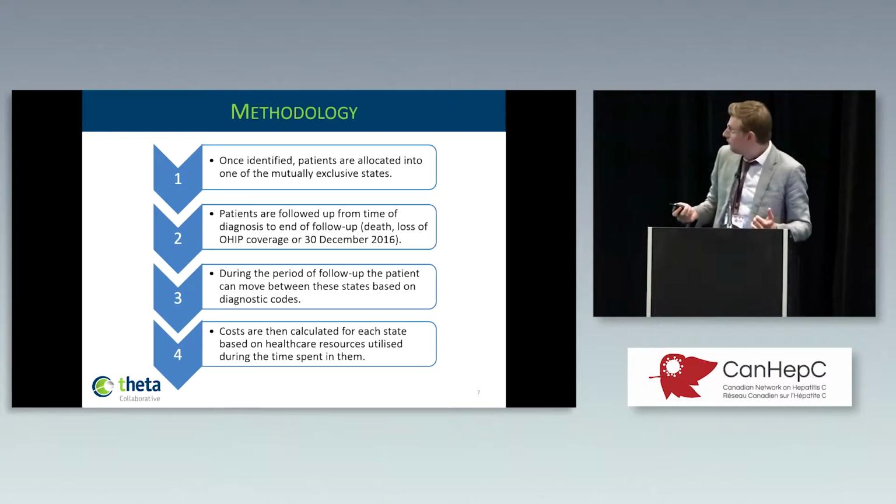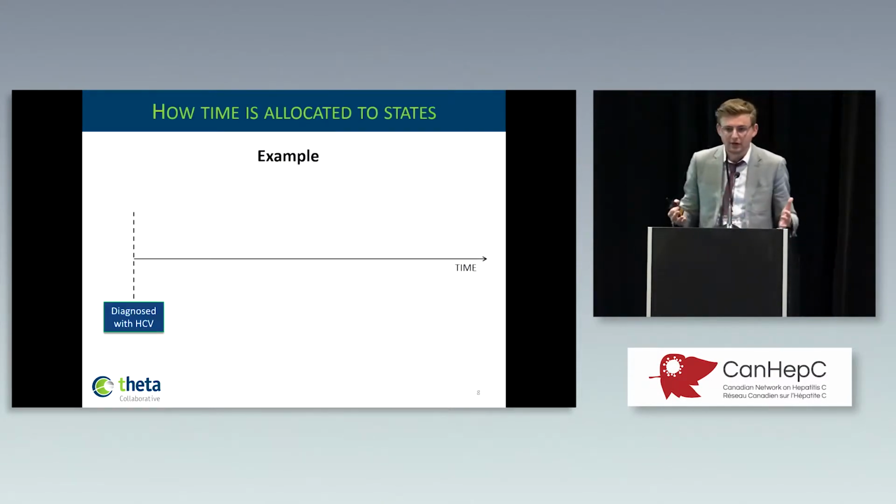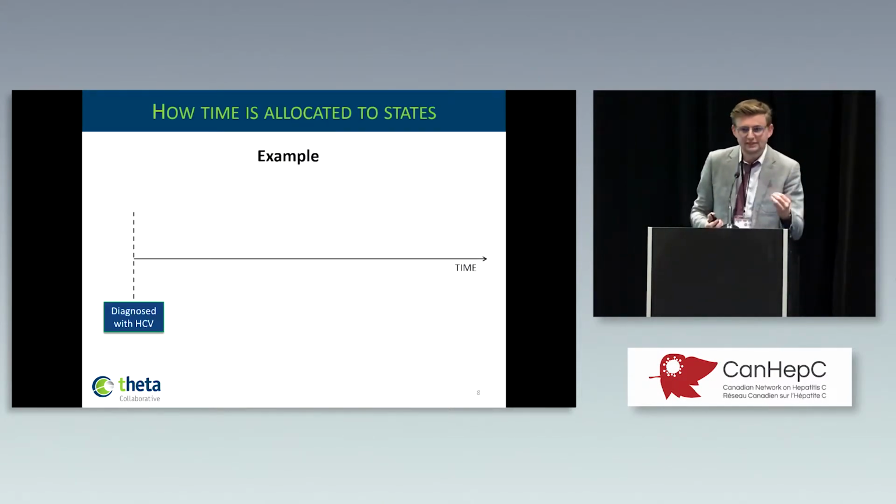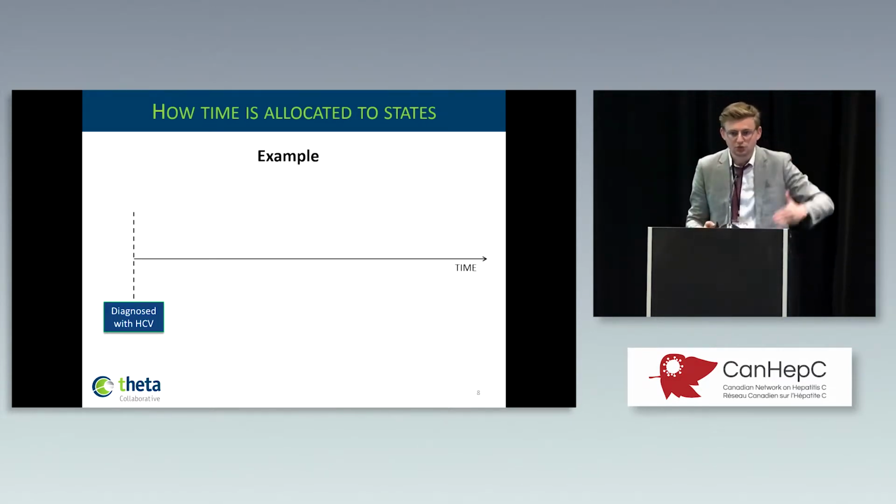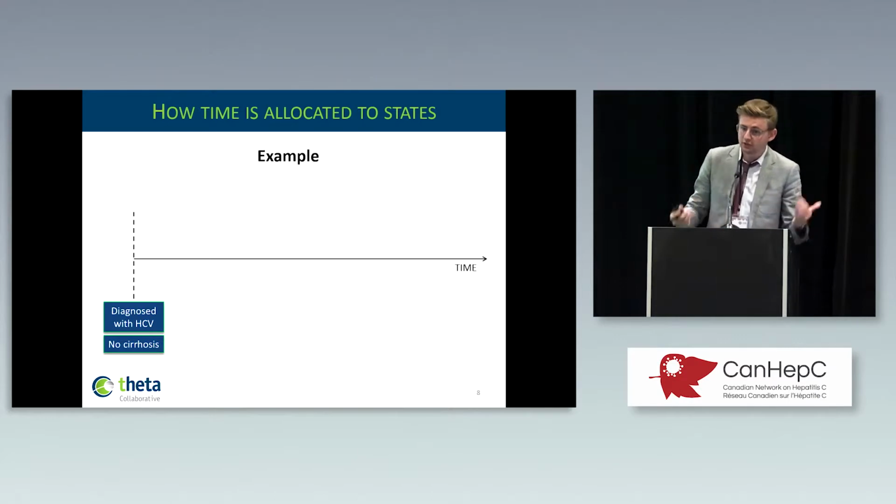So hopefully this will make things a little bit clearer. This is just an example. We've identified an individual who's diagnosed with hepatitis C, and we look through all of their administrative codes, and we note that this individual does not have cirrhosis.